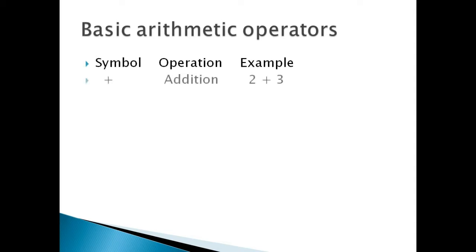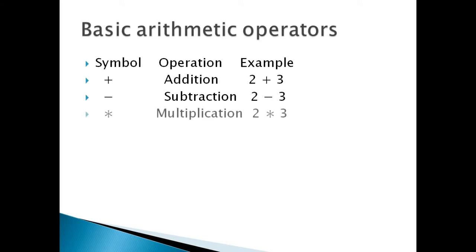There are some symbols and their operation and example. It is very easy. The symbol is plus, the operation will be addition, and as an example you can take 2 plus 3, which will be equal to 5. Now here are more symbols like subtraction, multiplication, division. So let's see how to apply these operators in the MATLAB command window.